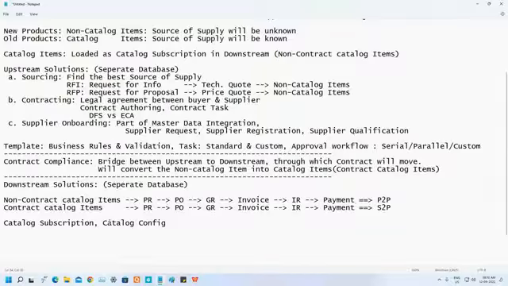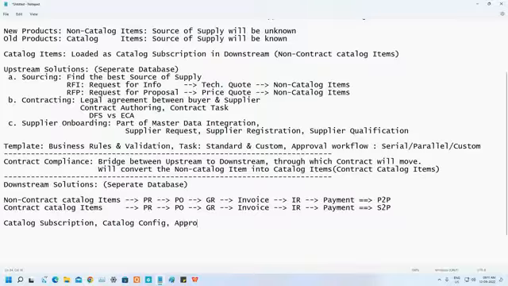Similarly, as you can see over here, there will be different catalog items. Which catalog items will come at the top, which one will come in the middle, which one will come at the end, all those particular things we will basically discuss. Correct? So please keep this thing in your mind. Now, very good. Catalog subscription, catalog configurations, all those things we are basically discussing.